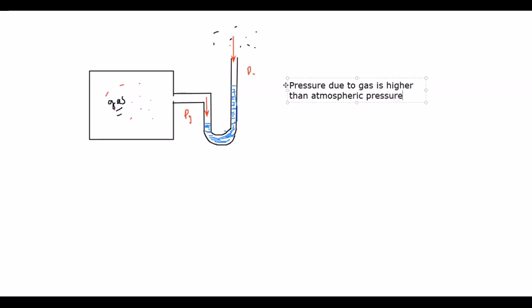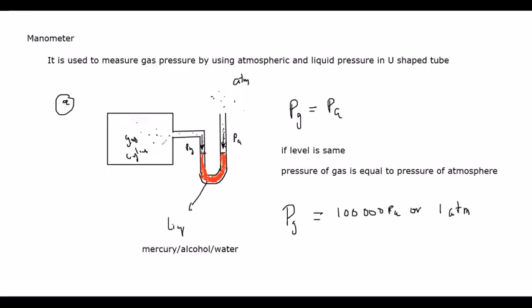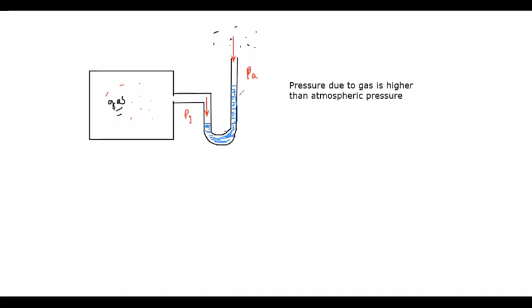So that's the theory, but how can we calculate the pressure of the gas? Actually, there is another pressure. One is due to the atmosphere. Initially, when the gas pressure is equal to atmospheric pressure, the level will be balanced. But if the gas pressure is higher, the gas will push this down more. So the left hand side will move down and on the right hand side, the liquid will rise. It will rise and eventually it will stop. The moment the liquid stops rising, we can say that the pressure of the gas is equal to the pressure of the atmosphere plus the pressure of the liquid.